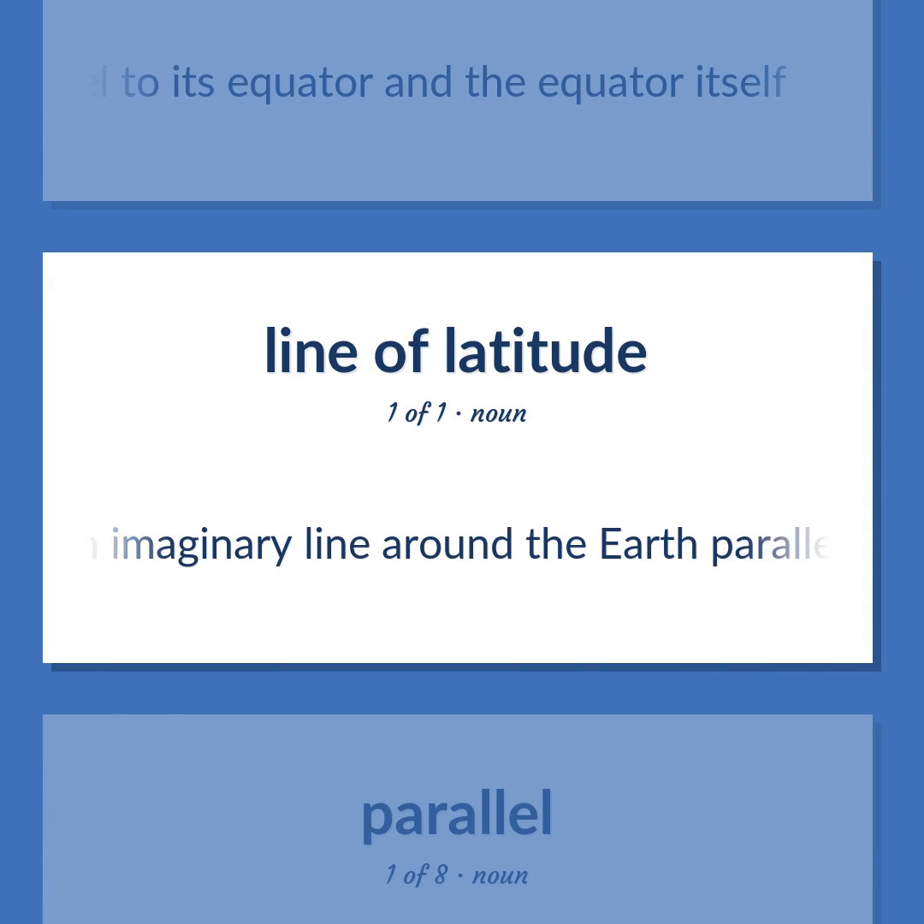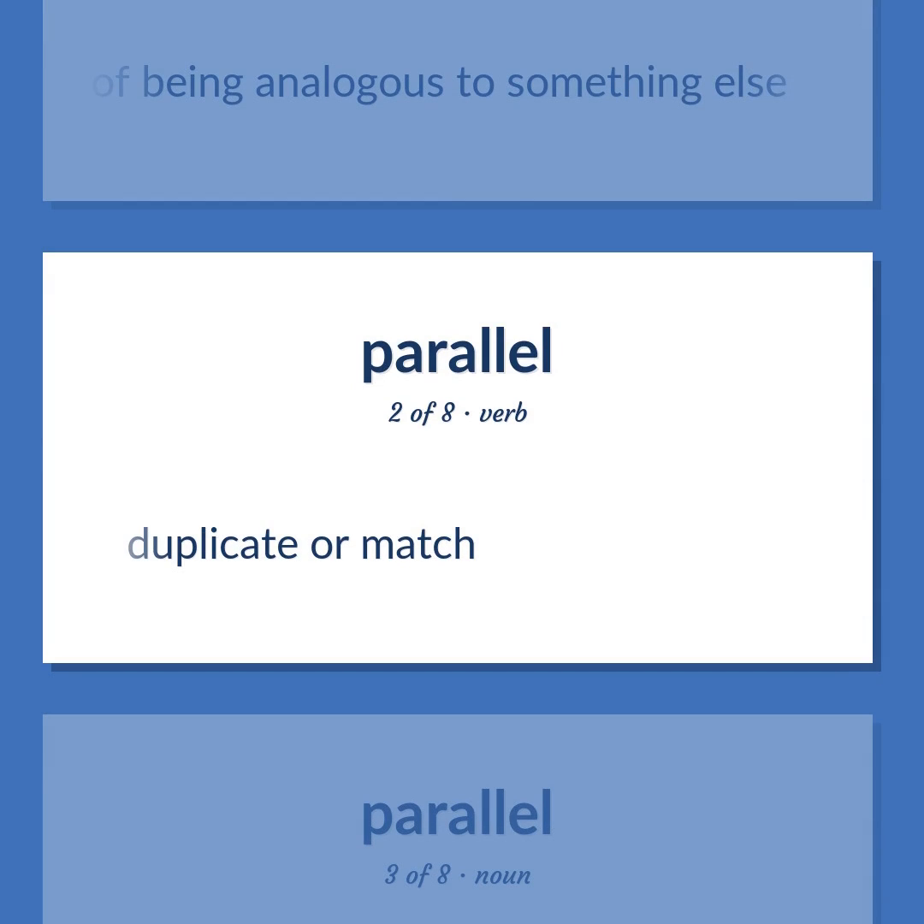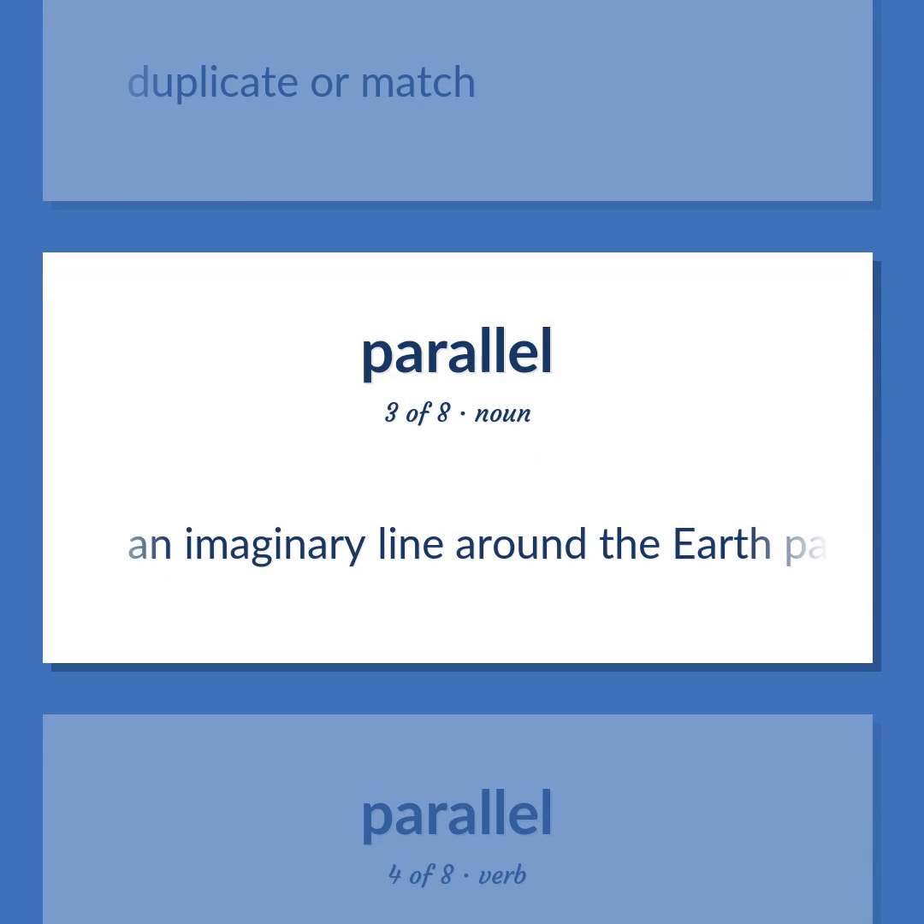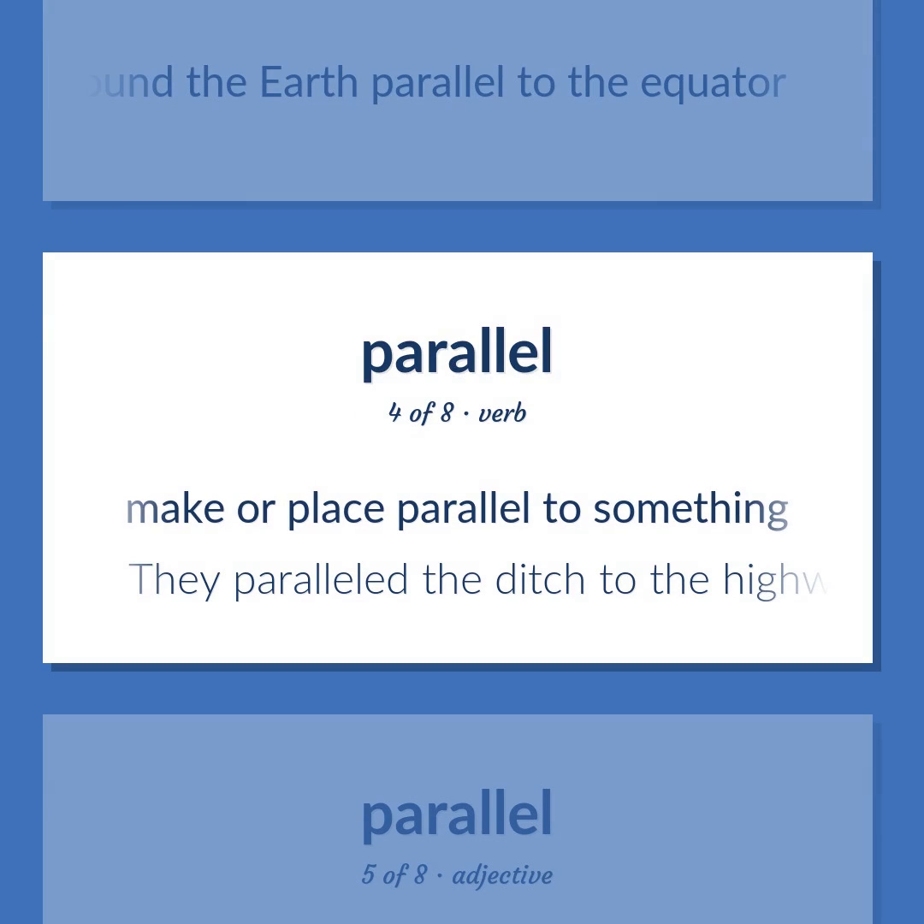An imaginary line around the Earth parallel to the equator. Something having the property of being analogous to something else. Duplicate or match. An imaginary line around the Earth parallel to the equator. Make or place parallel to something. They paralleled the ditch to the highway.